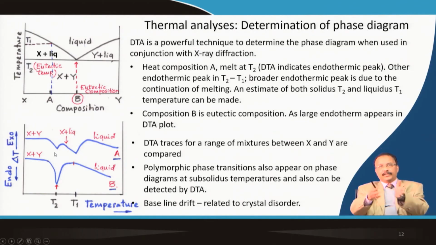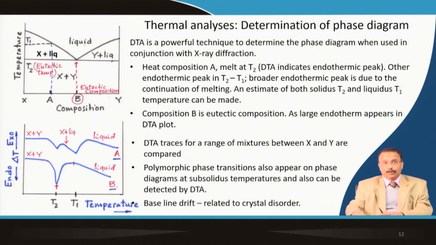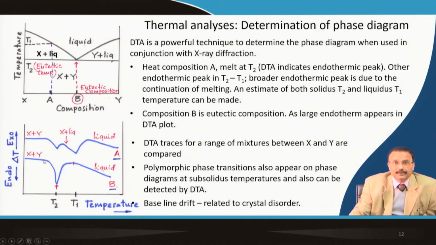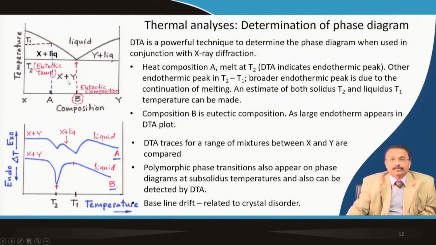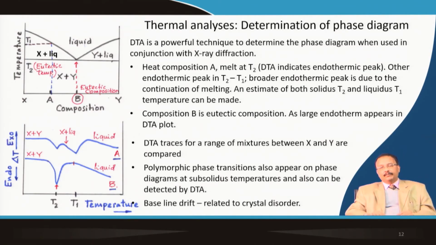So the DTA traces for a range of mixtures between X and Y are compared, and also the polymorphic phase transition on the phase diagram that can appear at the sub-solidus temperature. If something is happening here, any polymorphic phase transition takes place, that also can be identified by the DTA analysis. So in other words, with the help of X-ray to know the exact phase composition, at least in the solid state, you can precisely get the phase diagram constructed by this analysis.